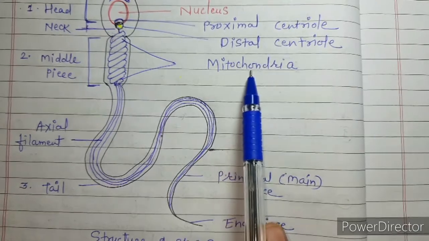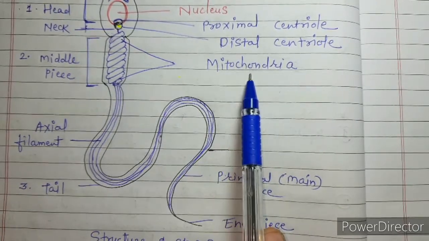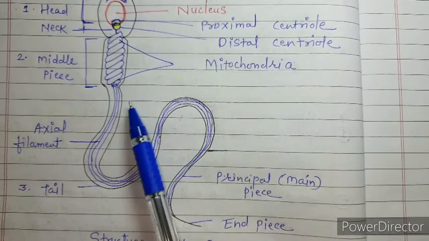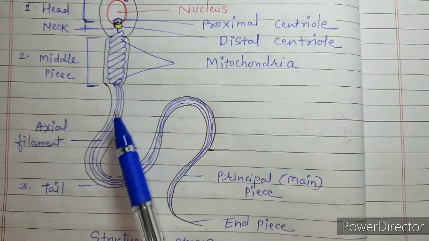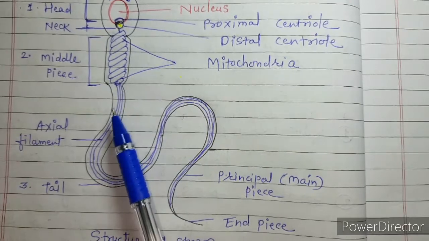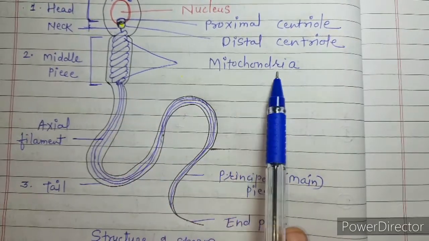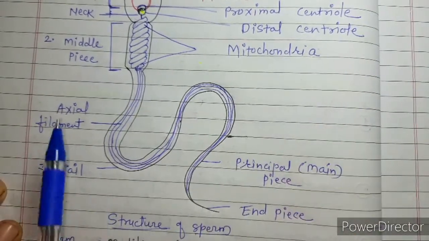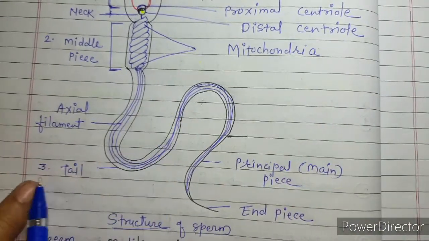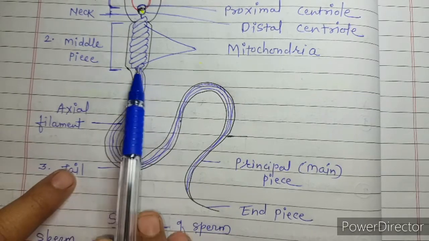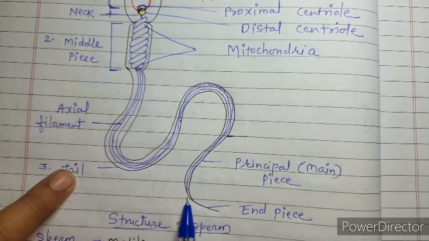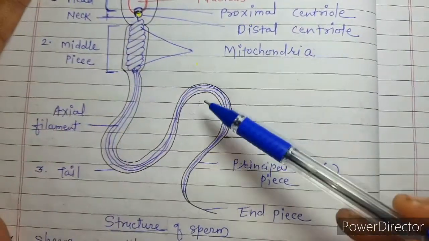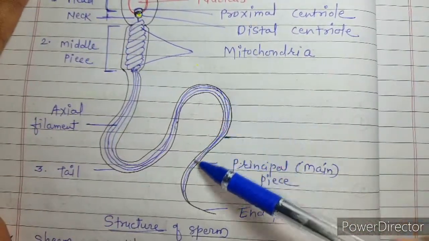You know that the mitochondria is the powerhouse of the cell. So mitochondria provide energy to the sperm. So for the movement of the sperm, energy is provided by the mitochondria. So this is about the middle piece. Now see here, the third part is the tail. So this is the tail region. Now the tail is long, you can observe in the figure, it is slender and it is a tapering part.